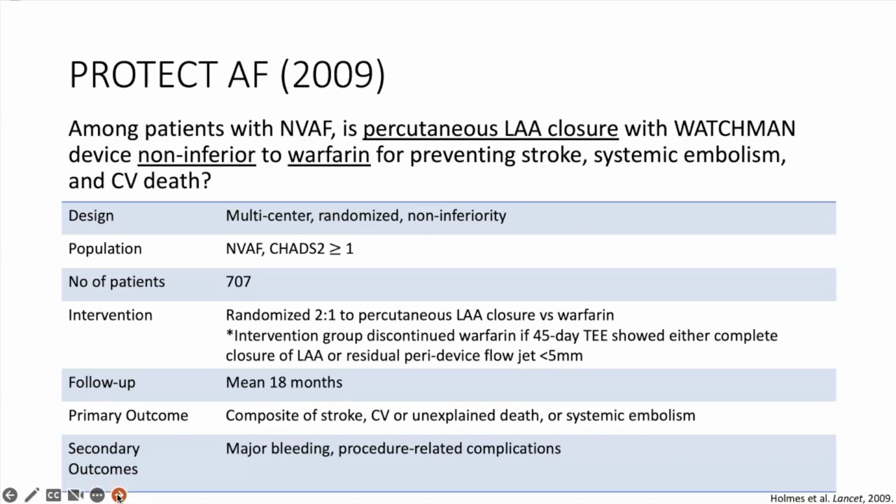A very important part of the protocol, which translates into practice, was that patients would get a routine TEE at 45 days after the procedure. And if there was complete closure of the left atrial appendage, or if there's a small enough peri-device flow jet, less than 5 millimeters, then they would go ahead and stop that patient's warfarin. So that was a very important mark that translates into a lot of institutions' protocols for how they do left atrial appendage closure. They're mainly looking at stroke, unexplained death or CV death, and systemic embolism. And this was a non-inferiority trial.